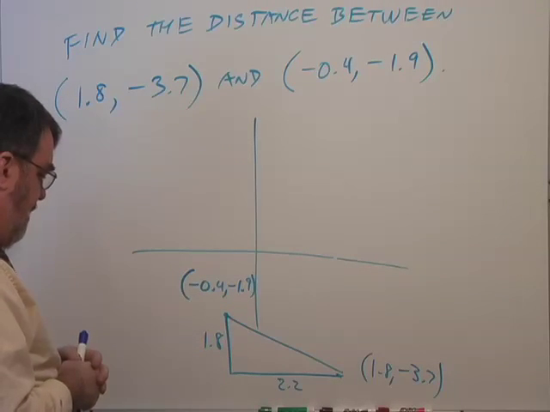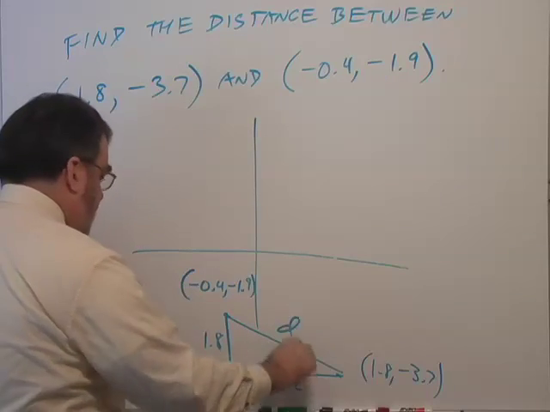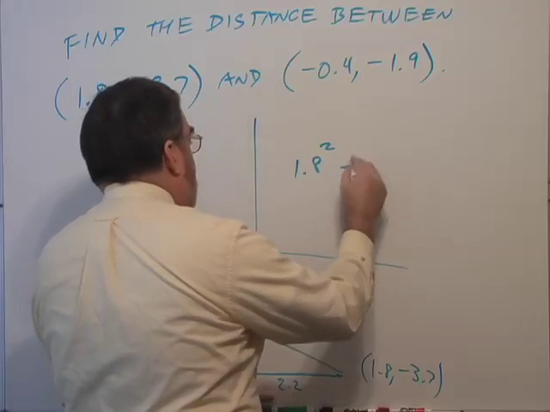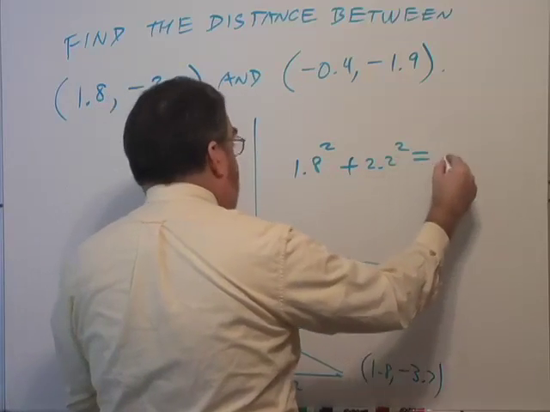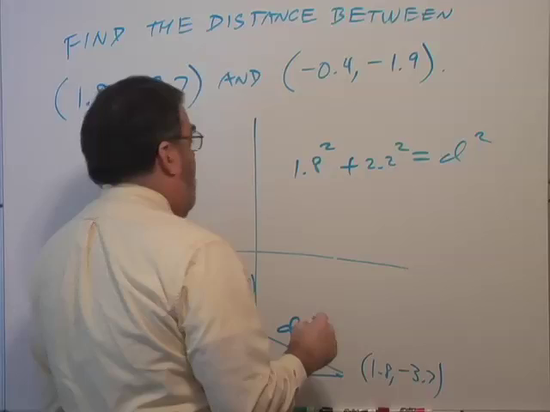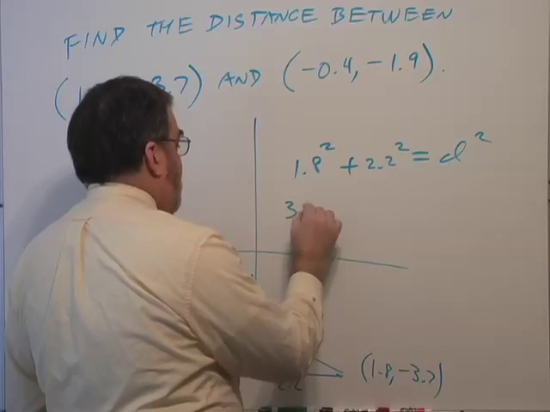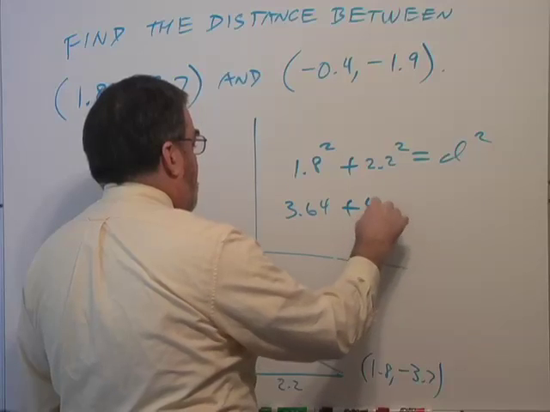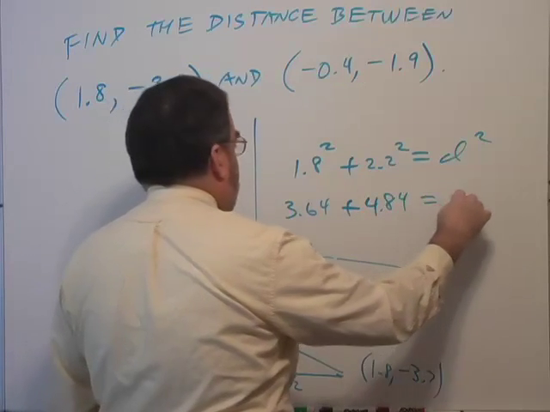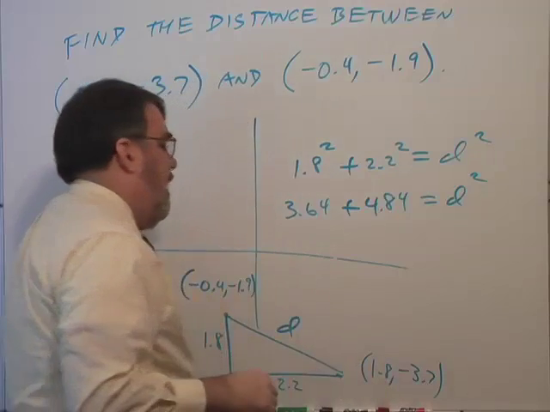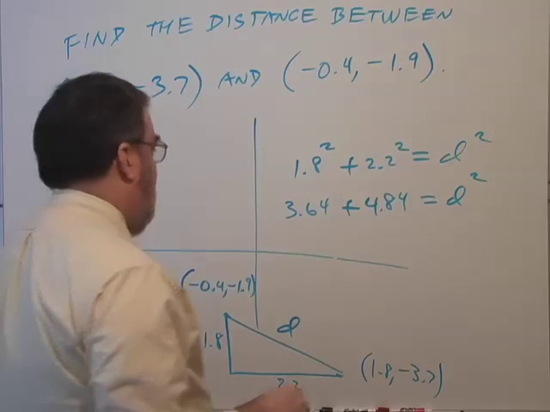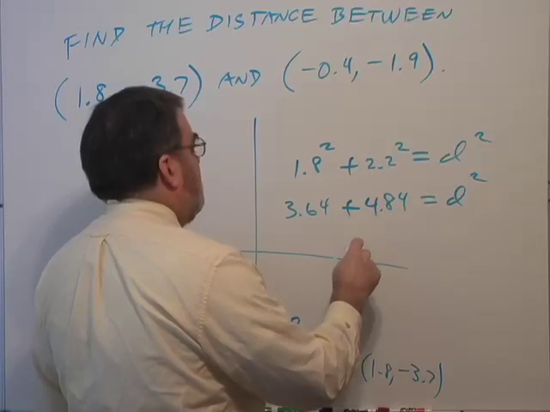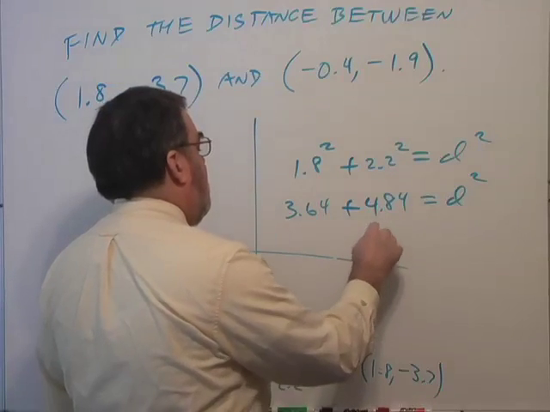All right, so here's D. Let me write this up here. I've got 1.8 squared plus 2.2 squared equals D squared. And let's see, this is going to be 3.64 plus 4.84 equals D squared. Add those together. Whatever it is, 8.48. I think 8.48.